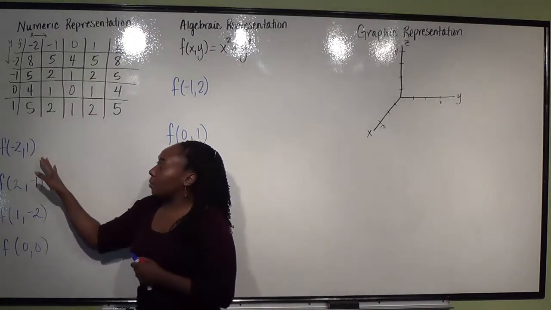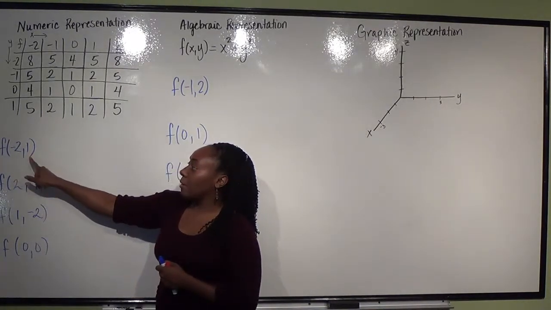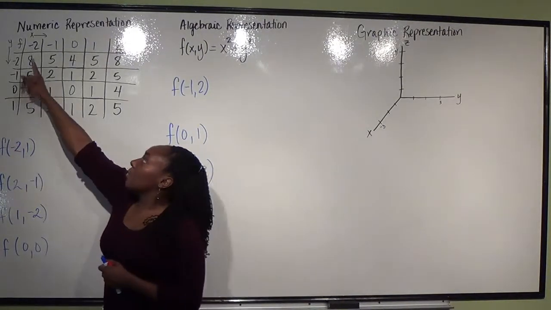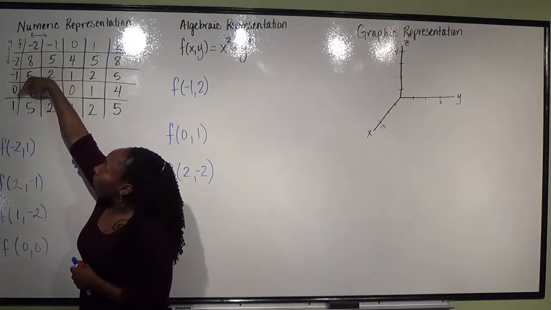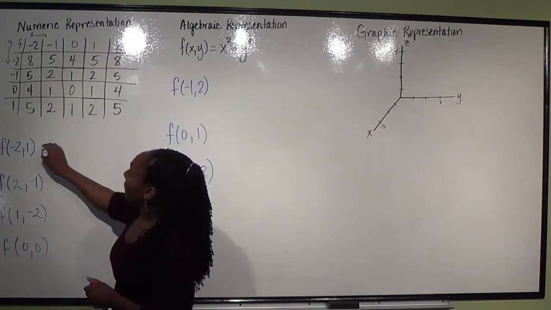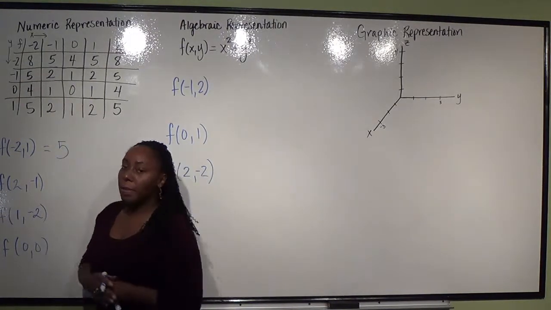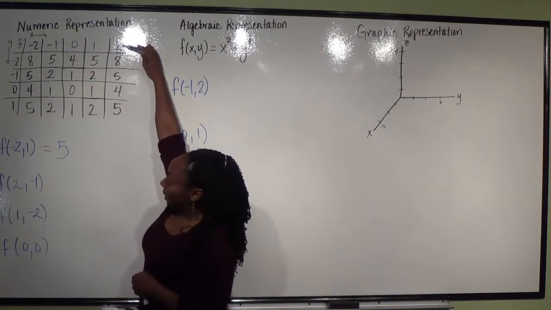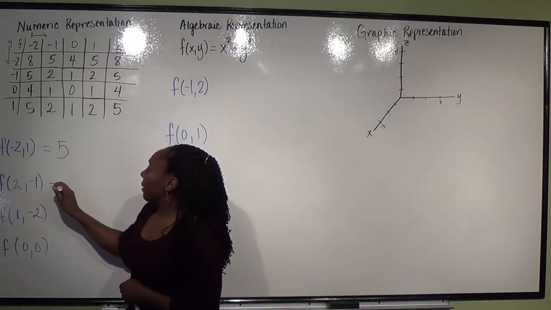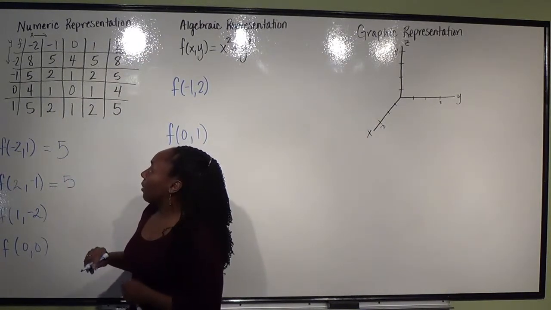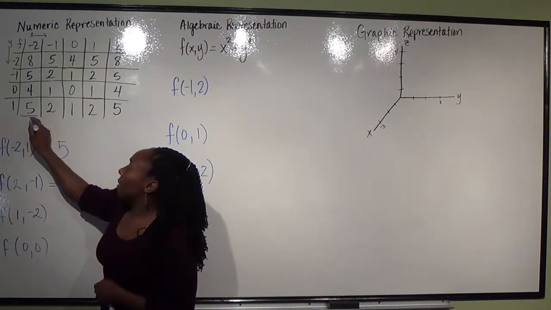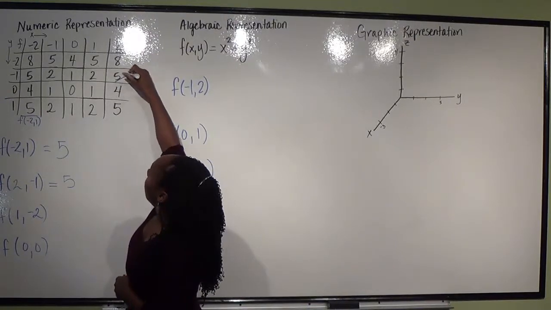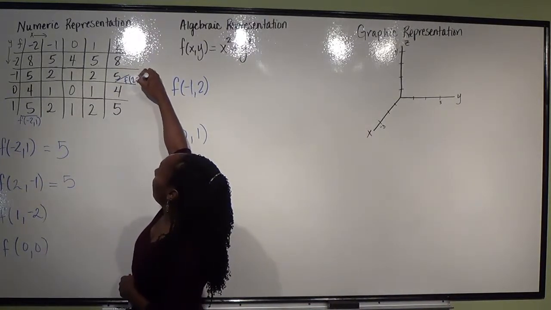Okay? So here, if I'm trying to find f of -2, 1, this means -2 is my x and 1 is my y. So when x is -2 and y is 1, we are looking at the value 5. Okay? Likewise, if I look at f of 2, -1, I'm also going to get a value of 5. So here is my f of -2, 1. Here is my f of 2, -1.